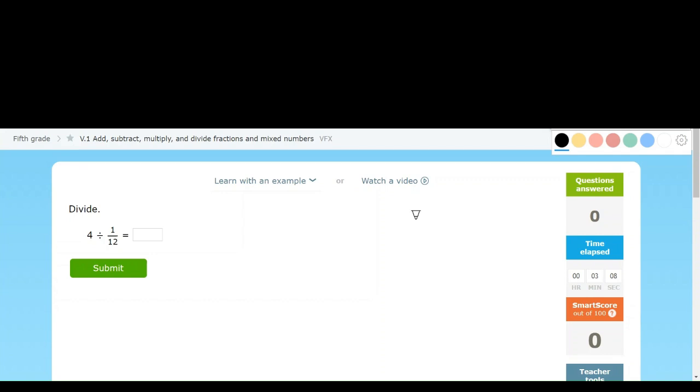Let's try another problem. Notice how we're dividing by a fraction this time? Well, if you know how to multiply fractions, you also know how to divide fractions. But before we talk about dividing by fractions, we need to understand something called a reciprocal. A reciprocal.